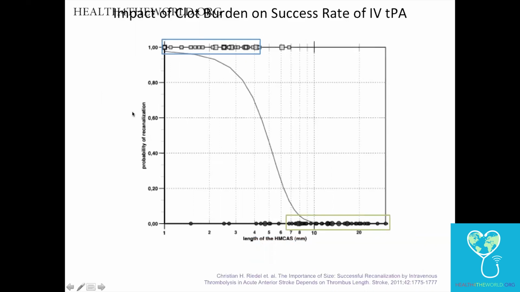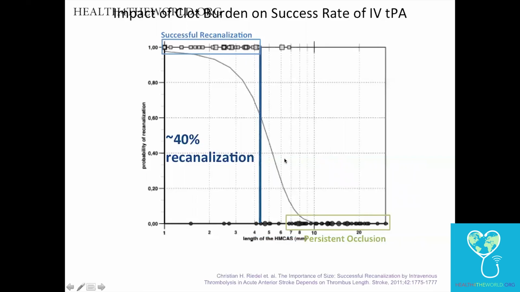This is the probability of recanalization. And this is the length of the clot. This is based off of data from Stroke in 2011. And so what this is showing is that you're more likely to get recanalization if you have a small clot burden, whereas obviously if there's a persistent occlusion and there's a large clot amount in terms of the length, that recanalization effect drops precipitously.